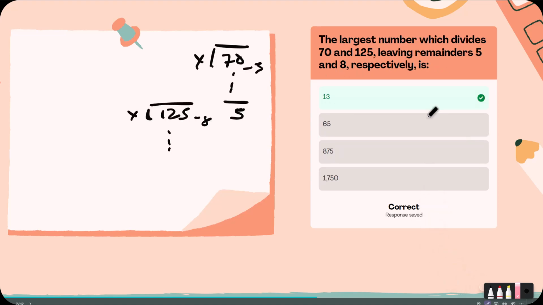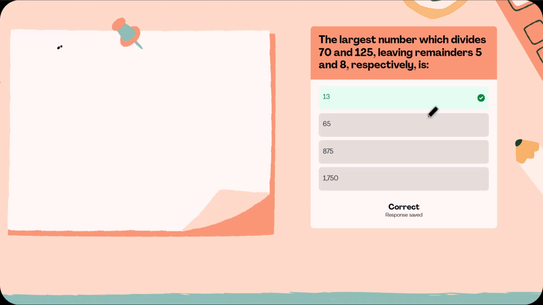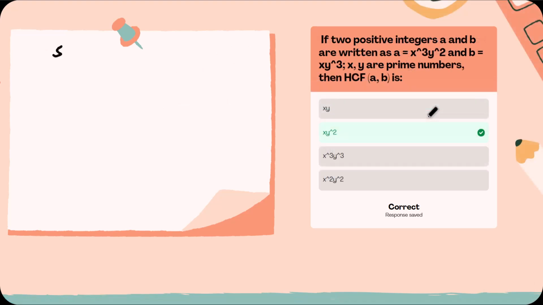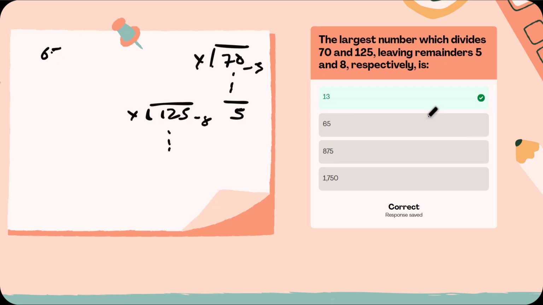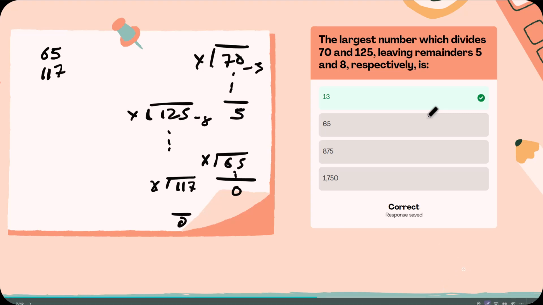So let's try to understand that. What happens here if I'm removing that number? 70 minus 5 is 65, right? 65 is completely divisible by that number. Now 125 minus 8, how much is that? 117, right? So it is completely divisible means that if I'm dividing 65 by that number, my remainder will become 0, right? Similarly, dividing 117, my remainder will become 0. So they are factors, right?